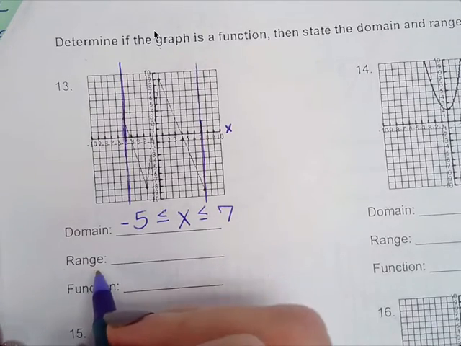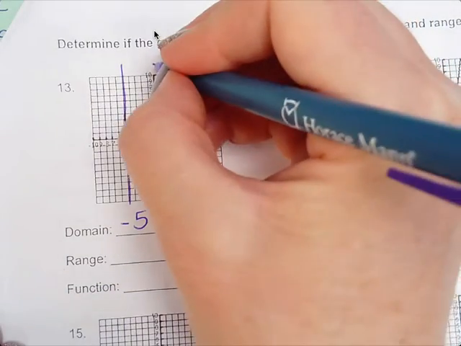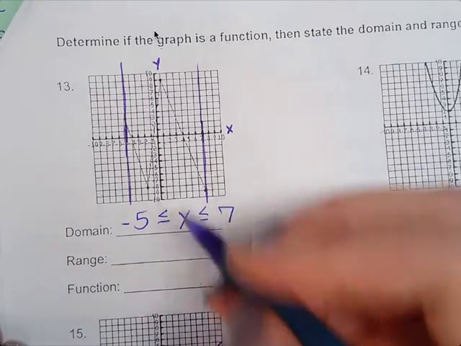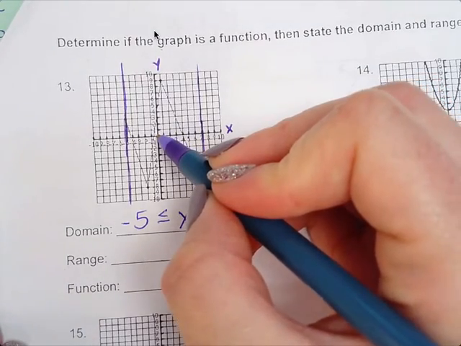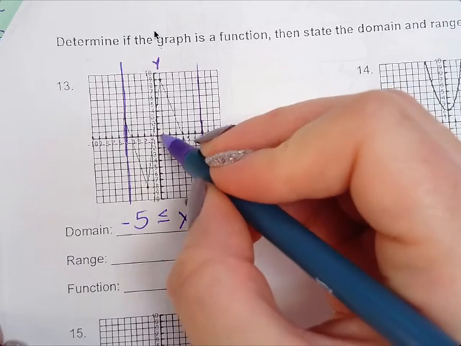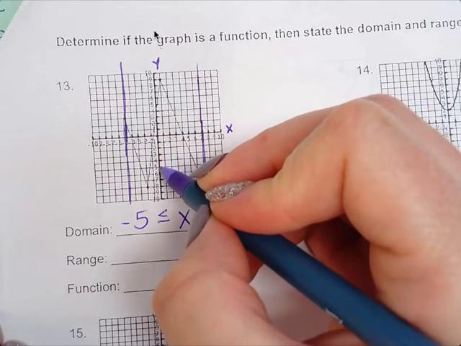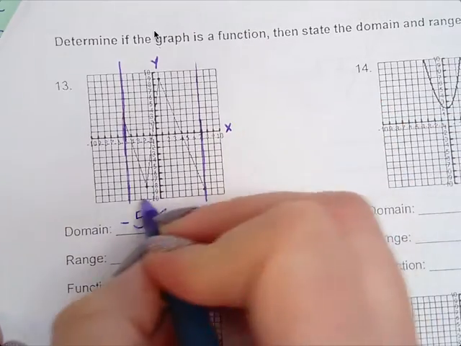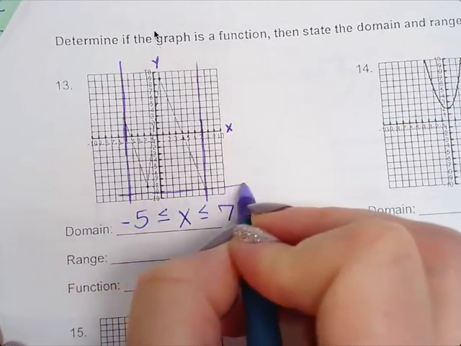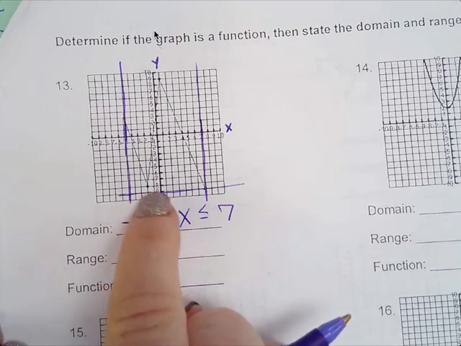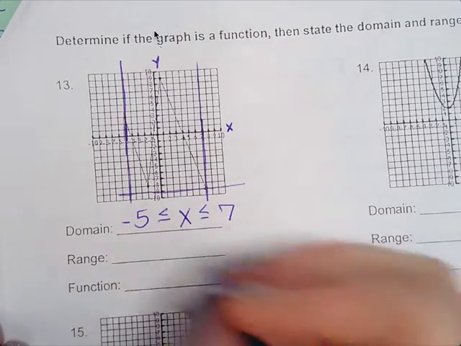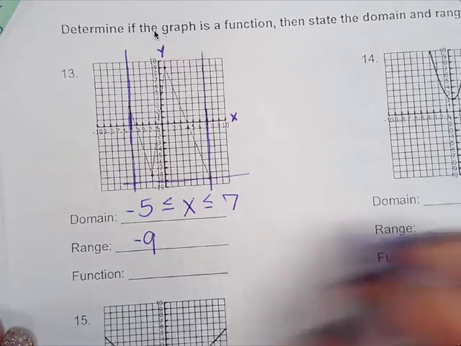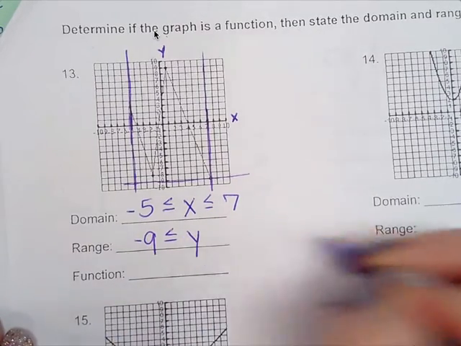Okay, and then range is our y-axis. So start at the origin, and we're going to see how far down we can go. What is the furthest down? What's the least y value? -9. -8's here, but there's one lower. So that's why it's -9. And it's included, so we have less than or equal to y.